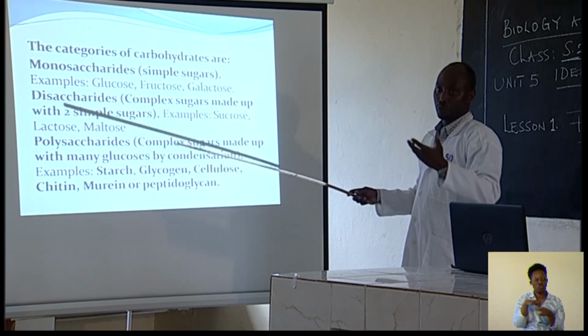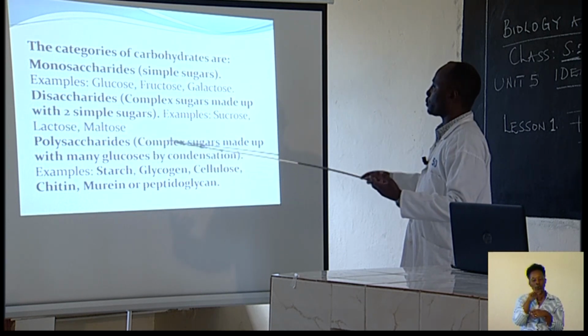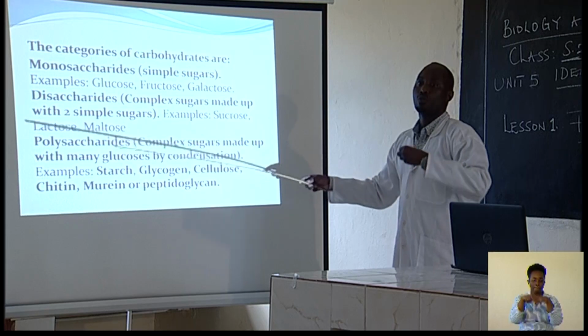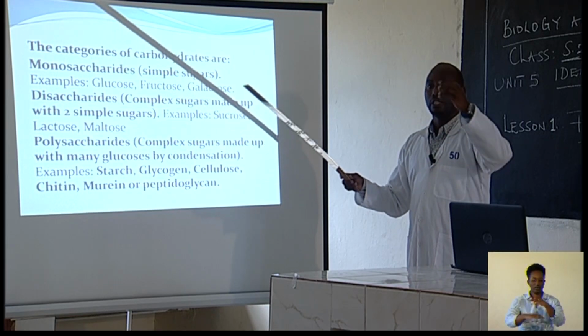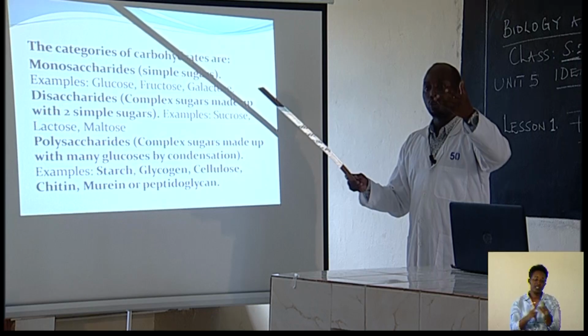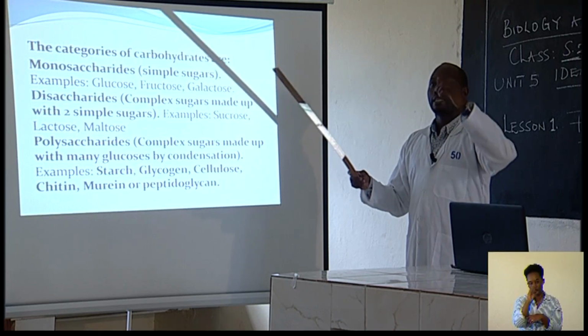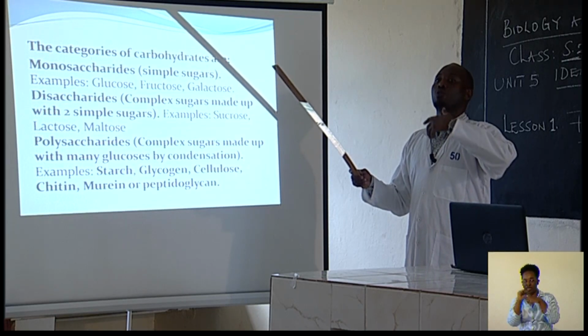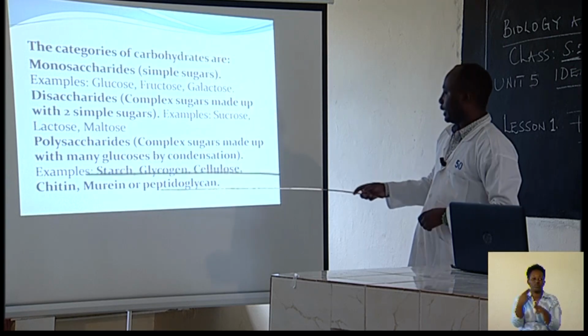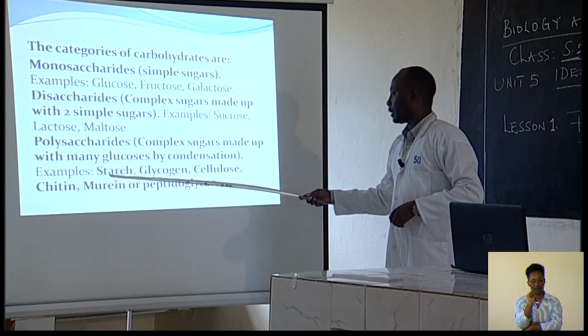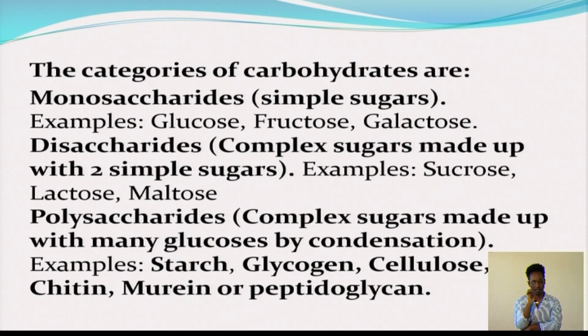by the condensation process. This is how these polysaccharides are formed. So it means that once you get one glucose plus another glucose plus another glucose, you're going to get what you call a polysaccharide. We have examples of these: starch, glycogen, cellulose, chitin, myelin, and also peptidoglycan. These are examples of polysaccharides.